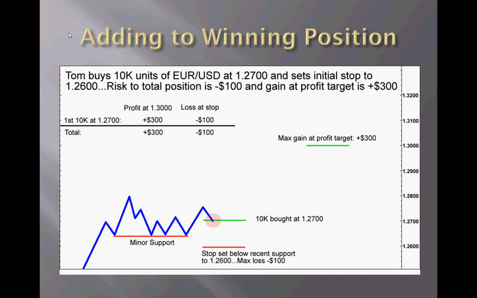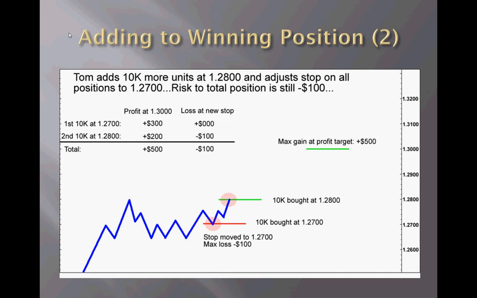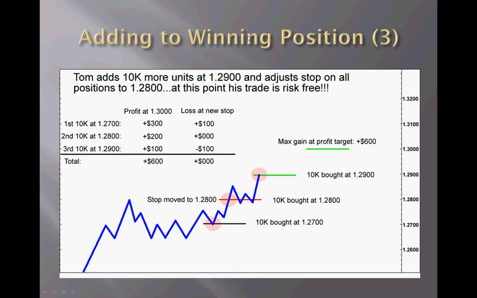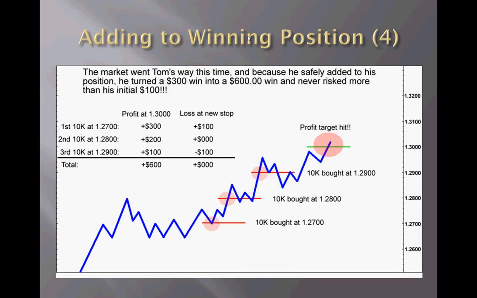Tom buys 10,000 units of euro-dollar at 1.27 and sets his stop to 1.26. Tom buys 10,000 units of euro-dollar at 1.28 and moves the stop to 1.27. Tom adds 10,000 more units of euro-dollar at 1.29 and adjusts the stop again to 1.28. This simplified example shows the basic techniques of how you safely add to winning positions and how effective it can be to maximizing your profits.